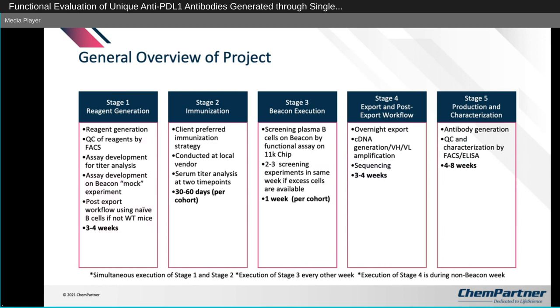Stage 1 is reagent generation, which takes up to 3 to 4 weeks, and it includes reagent generation at our location in Shanghai, or even a client can provide us the desired reagents. We perform the quality assessment of these reagents. We develop the assay for titer analysis. We also screen all the parameters on Beacon beforehand. We also optimize the post-export workflow if we are using, for example, any transgenic mice such as alloy.